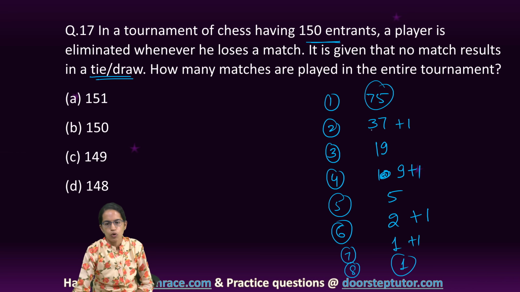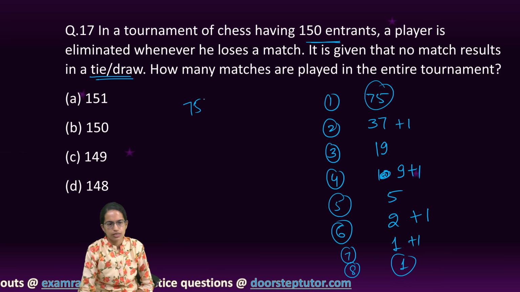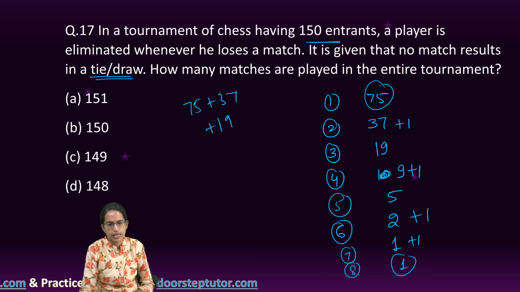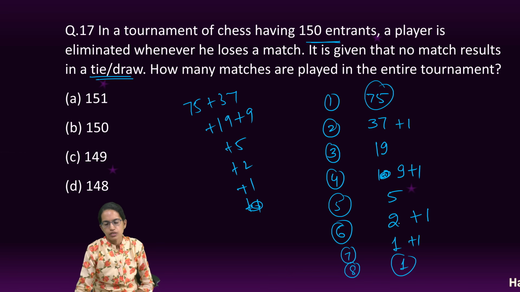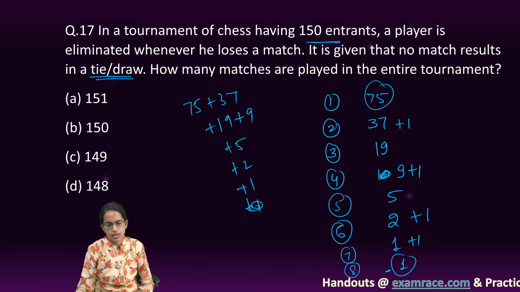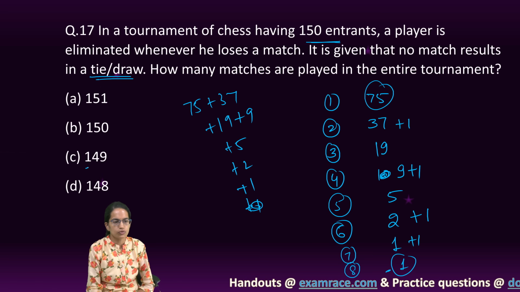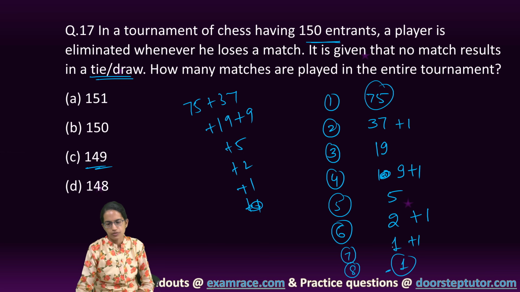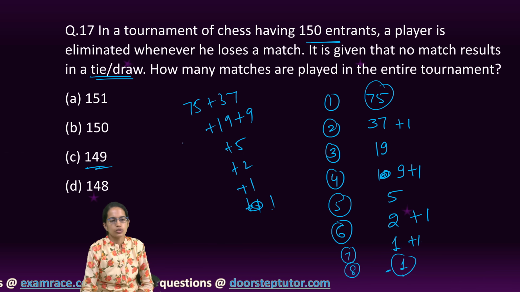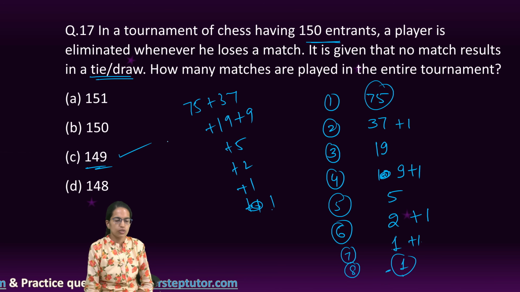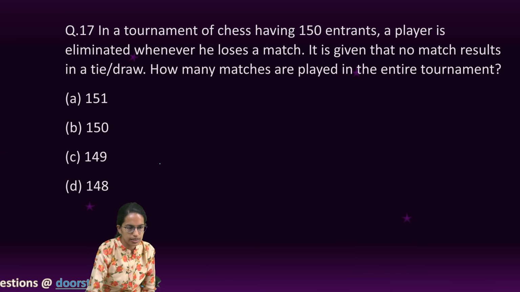Now I count all these numbers. 75 plus 37 plus 19 plus 9 plus 5 plus 2 plus 1 plus 1 plus 1. Okay, so that would give me the last values, which gives me 149. So these values I would calculate and I would have 149 as the final answer here.